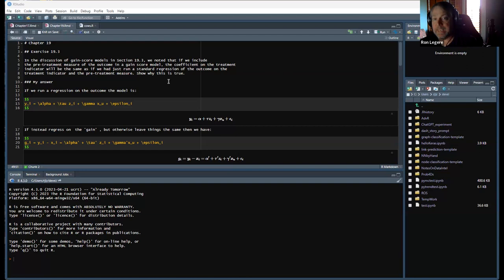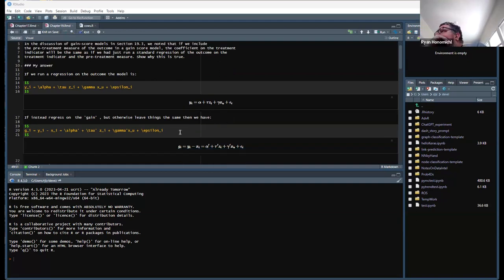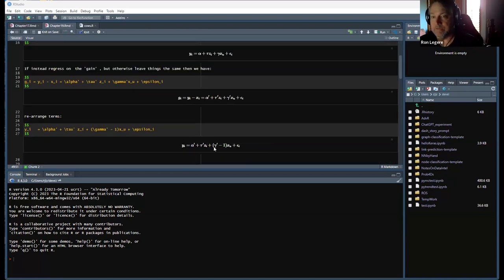The question was, if you do a gain score model, we noted that if we include the pre-treatment measure as a covariate in your model, then the coefficient on the treatment indicator will be the same as if you just used the standard regression without the gain. Really, it's just an algebraic thing. If you run a regression on the ordinary model, you have some outcome, intercept, tau (the thing we care about), z, whether you got the treatment or not, and x, the covariate. If we instead do the gain, which is just y minus x, but still add in x again as a covariate, you just do the algebra and move things around. You have exactly the same equation, except instead of gamma, you have gamma prime minus one.